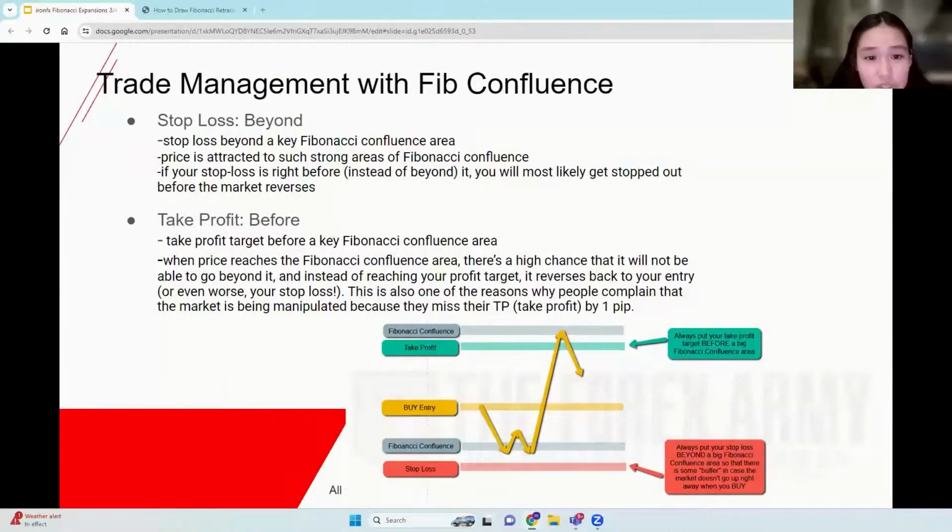So firstly, you want to make sure that your stop loss is placed beyond a key Fibonacci confluence area. The reason for this is because more often than not, price is attracted to such strong areas of confluence. And if your stop loss is right before instead of beyond the level, chances are you will most likely get stopped out before the market reverses. That's one of the reasons why people wonder why they got stopped out right before the market starts to reverse, and they might start complaining about stop hunting.